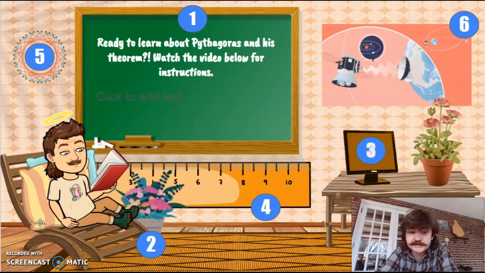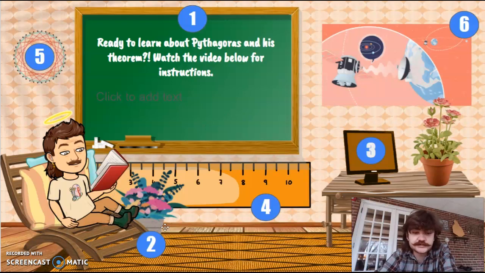So if you're watching this video, that means you've already started our first activity, which is the instruction video you're watching now. So how this is going to work is you're going to go through each of these numbered items here, and it's going to go to a different portion of the lesson.